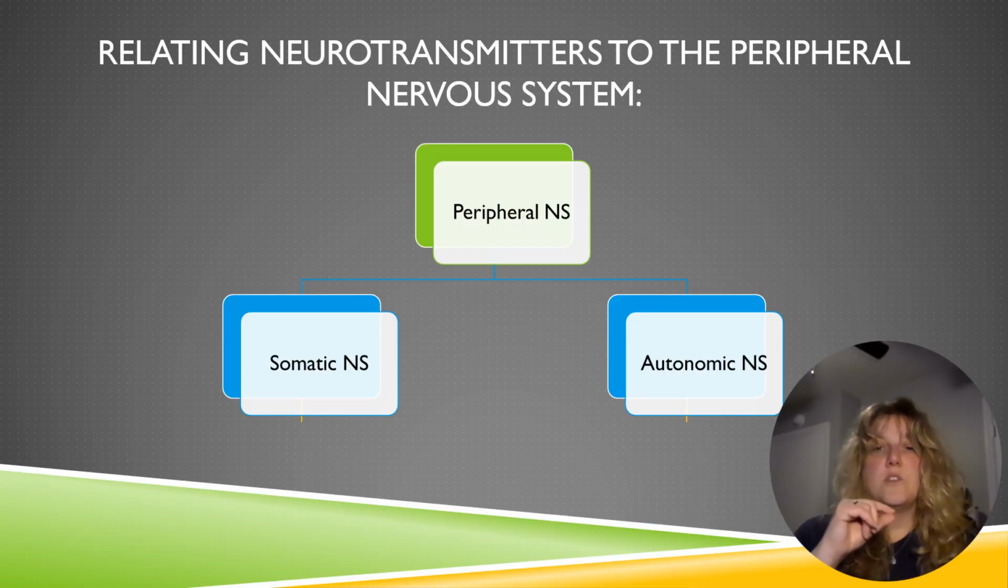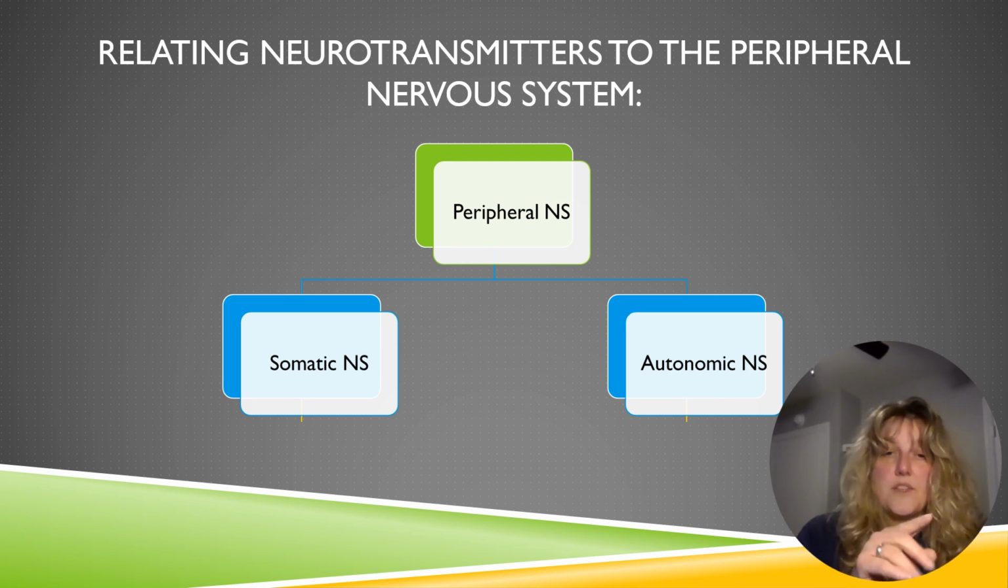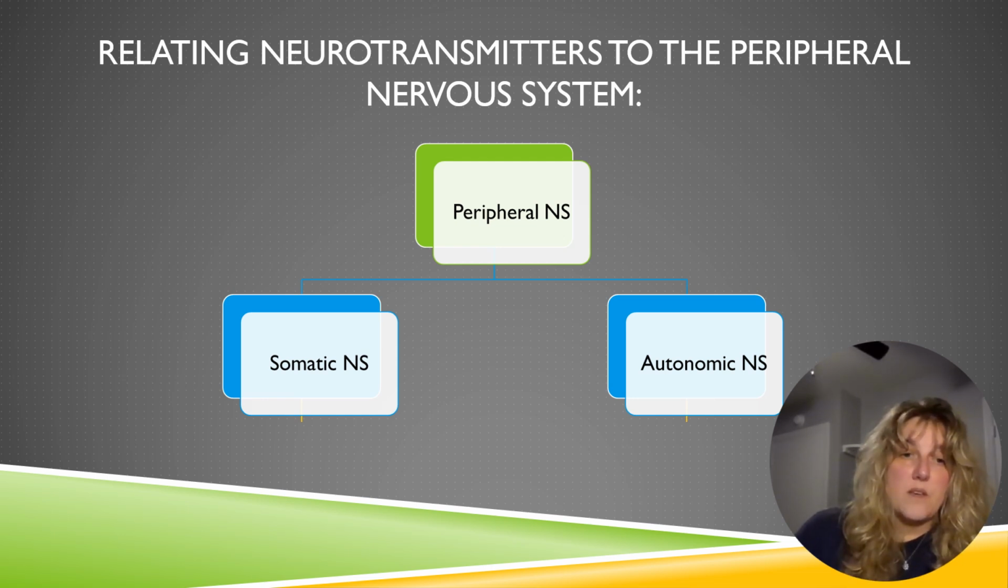Remember, the neurotransmitters are related to the peripheral nervous system. So we talked earlier about the peripheral nervous system having the somatic nervous system, which is responsible for skeletal muscle. We have voluntary control over that, or at least a portion of that. The autonomic side we do not have control over. So that's where this gets fun, because this is how it impacts you as a paramedic.